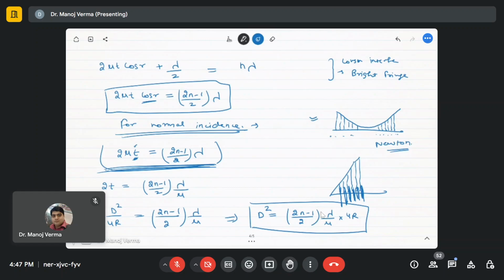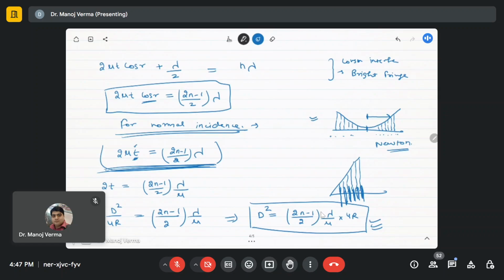Now, this relation is very important. d square is equal to (2n minus 1) by 2 into lambda by mu into 4r. This gives you the diameter. This will give you exactly the location at which a particular bright fringe will be there. Suppose you want to find, from the center, what will be the diameter, what will be the position of the fifth bright fringe. So you just have to insert n is equal to 5.